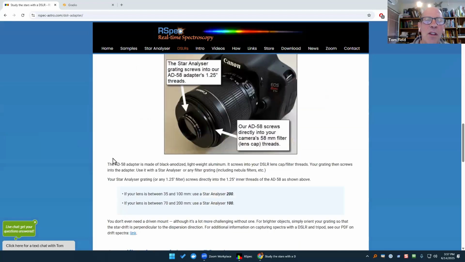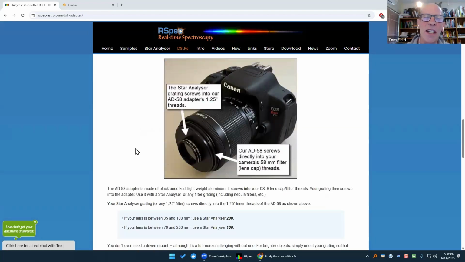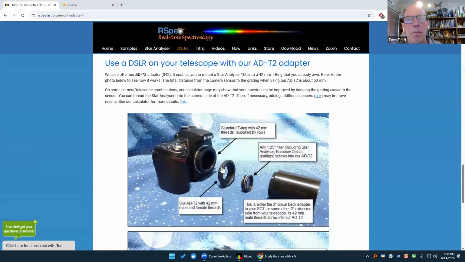So if you have a DSLR, there's a close-up image of it. If you have a DSLR mounted on your telescope, we have this adapter for 40 bucks or so. It threads into your T-ring, and then the grating threads in here, and then these female threads go out to your telescope, however you were connecting it before. Typically, I just have people send me their telescope model, and we plug in the telescope and the camera model and confirm that the setup is right. Sometimes the grating needs to be on this side of the adapter to get it a little closer to the sensor, but it's a one-time setup.